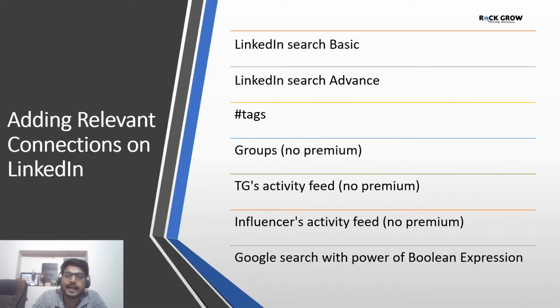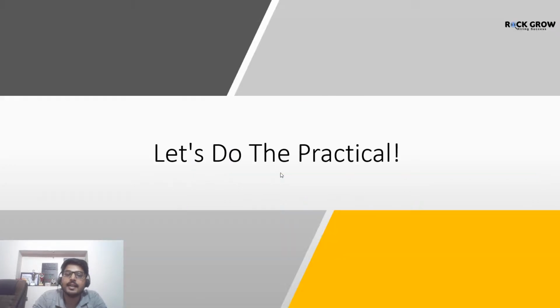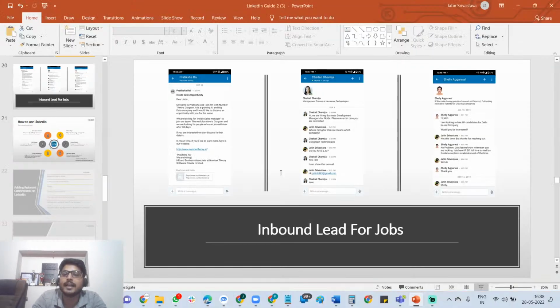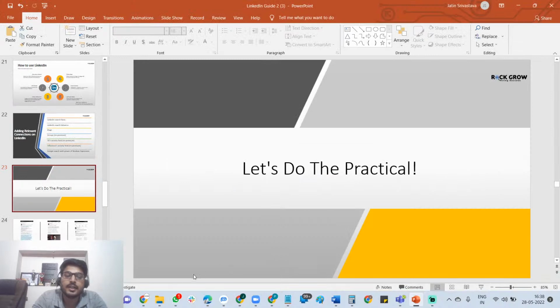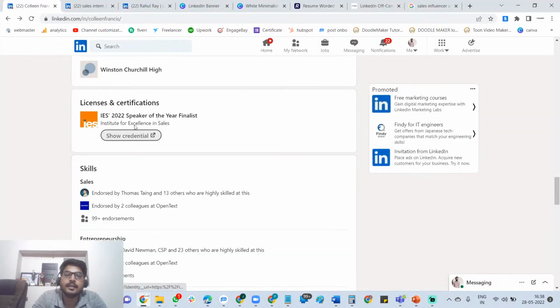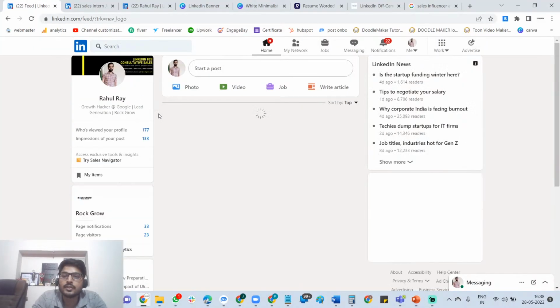In order to find such people, we're gonna use some of the tactics, let's say LinkedIn basic search, LinkedIn advanced search, hashtags, groups, and other activities. Let me do a quick practical analysis in order to show you how exactly you can find people on LinkedIn that are actually hiring for persons like you. Once you are on LinkedIn, you go to the home page.